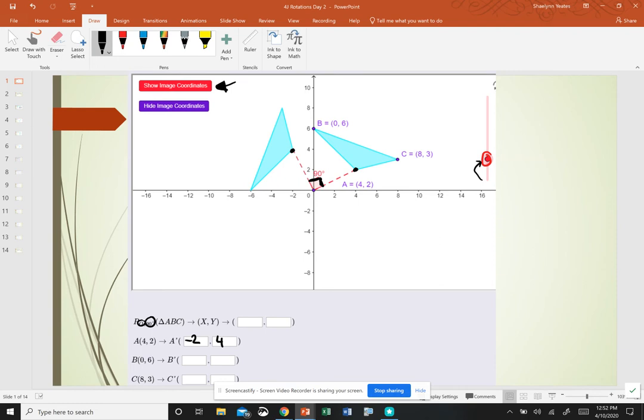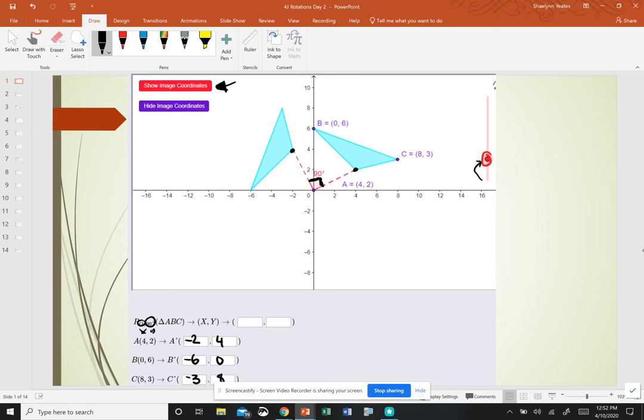So I kind of see a pattern. Remember that this was originally our X, this was originally our Y. So what happened to X and Y to get it to here? Okay, and then on B, we went from 0, 6 to -6, 0. And then on C, we went from 8, 3 to -3, 8.